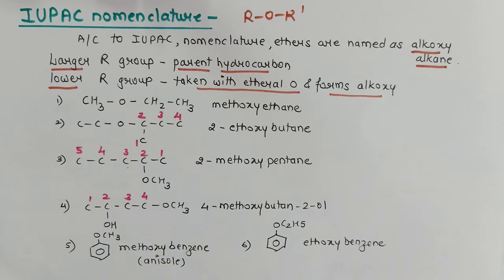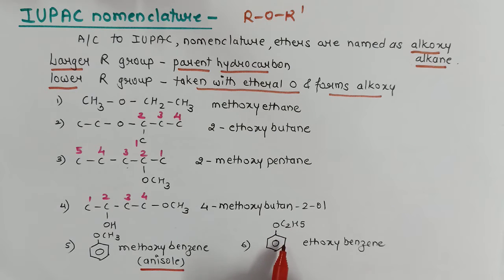Benzene will be taken as the parent hydrocarbon, or it is commonly known as anisole. And for aryl ethers, both the nomenclatures are allowed, and most of the times we are using the common name. In the second example, as already I told you, benzene becomes parent hydrocarbon, and ethyl becomes the smaller alkyl group, so the name becomes ethoxybenzene.